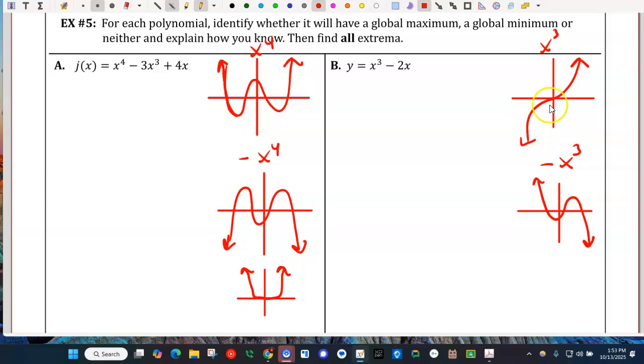So it's really about the end behavior: the left goes down forever, the right goes up forever. And if you flip it, the opposite is true. And you notice here, I just kind of went right through here. This one, I put the turns on there.